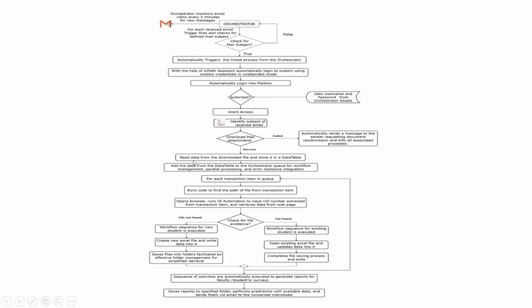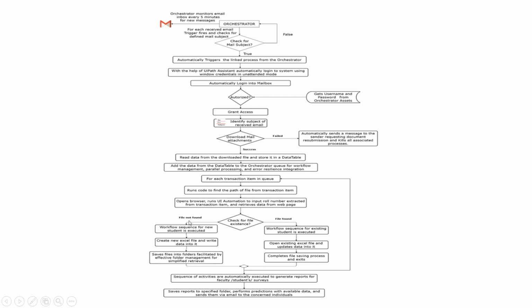If successful, it will read data from the downloaded file, store it in a data table, and send it to the orchestrator queues. Then for each transaction item in the queue, it opens the browser, runs UI automation, inputs the roll number, and extracts and retrieves data from the web page. So all these things will happen. If a new first year student has been entered, for a first year student there will be no file.